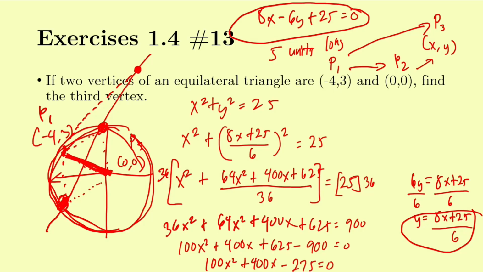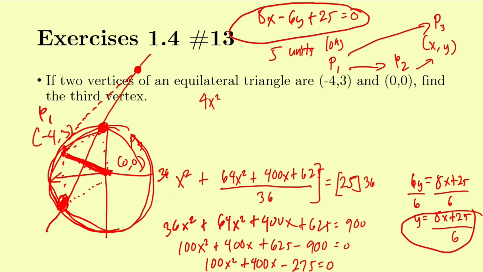That simplifies to 4x squared plus 16x minus 11 is equal to 0. How will that happen? We have divided each term by 25. So each of these, 100, 400, negative 275, are divisible by 25. So it will end up with that. We cannot find the value of x using factoring. So we need to use the dreaded quadratic formula, which is negative b plus or minus square root of b squared minus 4ac all over 2a.